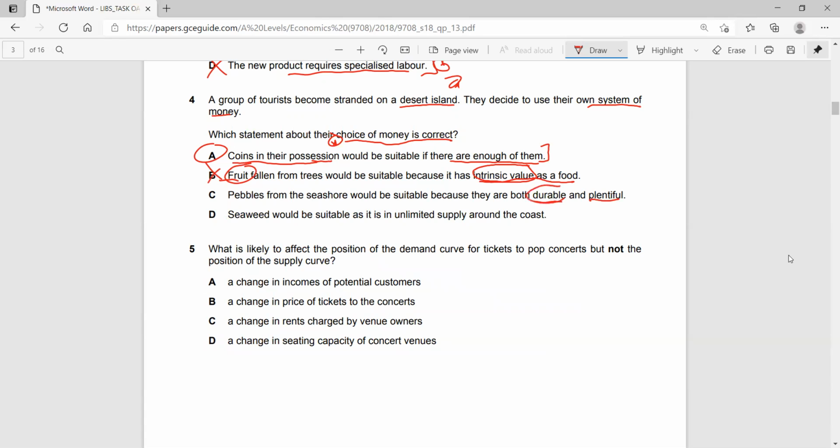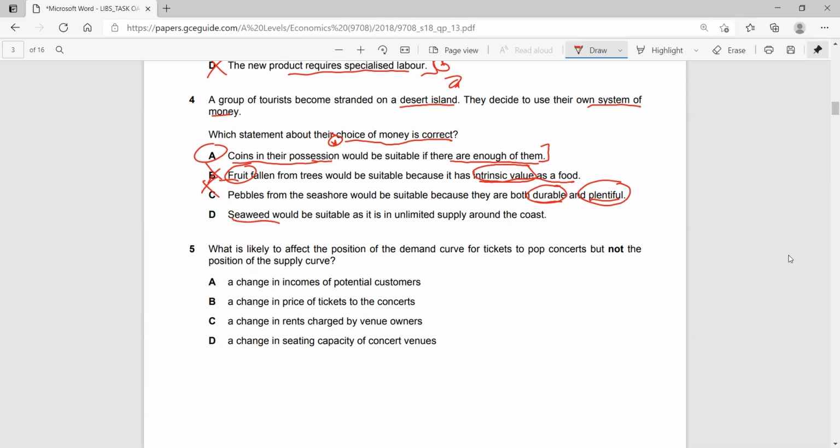The problem is durability is a good thing, but if they are plentiful, that contradicts one of the theories. One of the characteristics of money is that it should be in limited supply. There should be scarcity, because if it's plentiful, then that's a lot of money. And if everyone can just go and pick up new pebbles from the seashore, then what's the value of a pebble? Why would people accept it? And that becomes a problem.